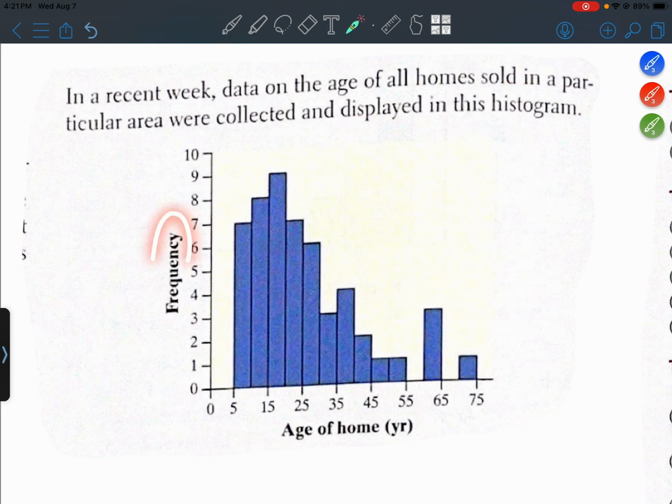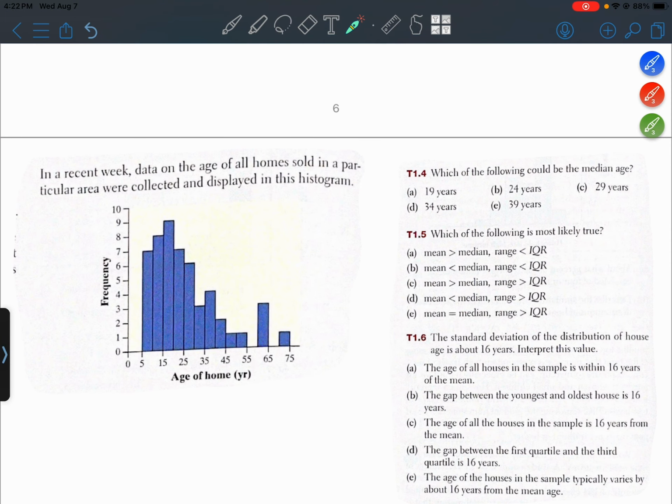We've got frequency, which is just telling us how many. We've got the age of home, where the minimum is somewhere in the neighborhood of 5 years and the maximum is somewhere in the neighborhood of 75 years. This has a skewed right shape. There's some gaps here. Just a couple things I noticed right off the bat. T1.4. Which of the following could be the median age?